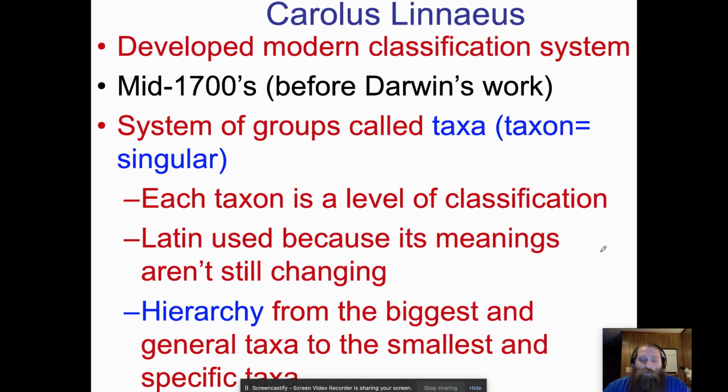And the overall structure is a hierarchy. There is a biggest general taxa, and then each taxa underneath of it gets more and more specific. So, the first taxa is going to include a very broad range of animals, but each individual taxa that we add to it gets narrower, until at the very end we only have one single animal that is classified in all of those taxa.